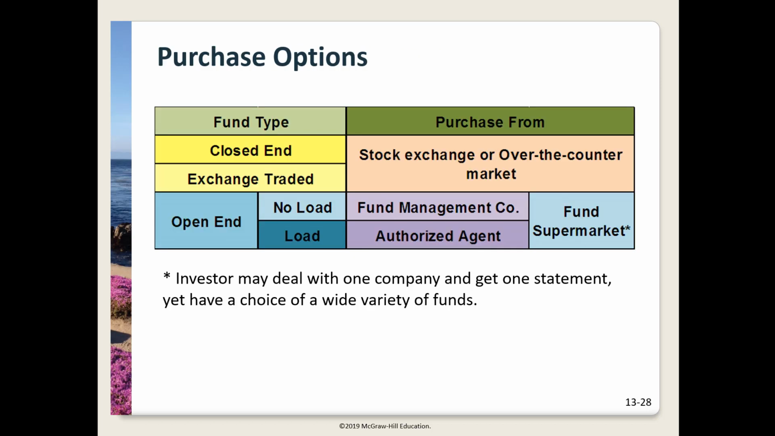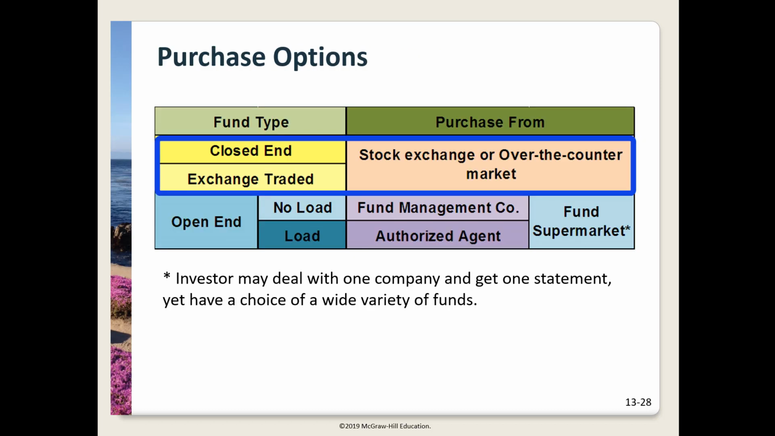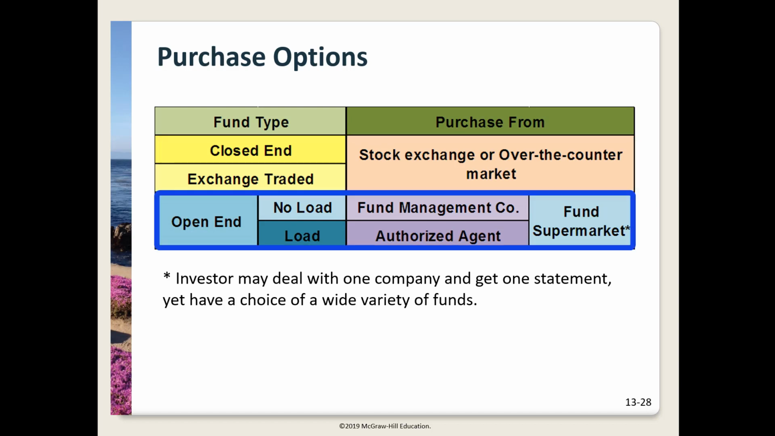So how do you buy a share in a mutual fund? For closed-end and ETFs, you buy them just like shares of stock. With open-end funds, it depends on whether it's a load or a no-load. Load funds are bought through an authorized agent. Remember, they're prepared to fully explain the objectives of the fund and discuss whether it fits your needs. No-load funds are bought directly from the company managing the fund.